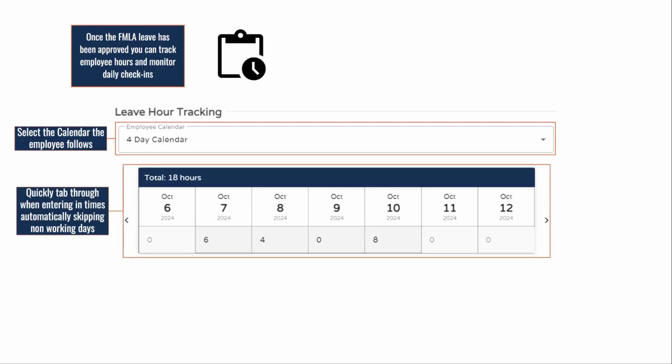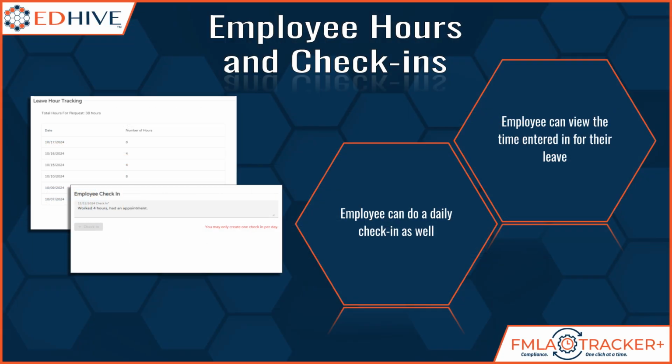On this page, you will also be able to see any check-ins submitted by the employee. The employee can view the hours that have been entered, which are organized in a table with the total hours displayed at the top of the page. This is also where they can complete their daily check-ins. This covers the majority of the FMLA process. Next, we will move on to reports.